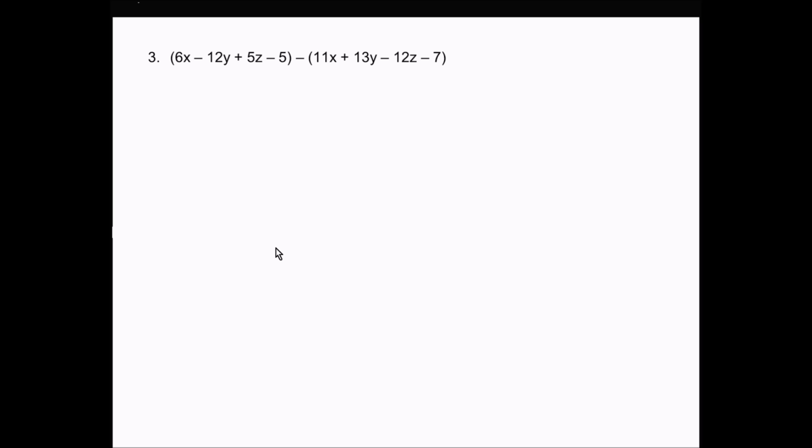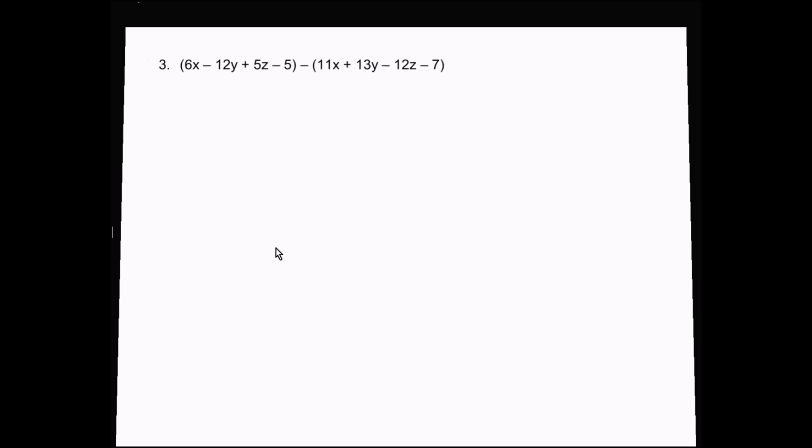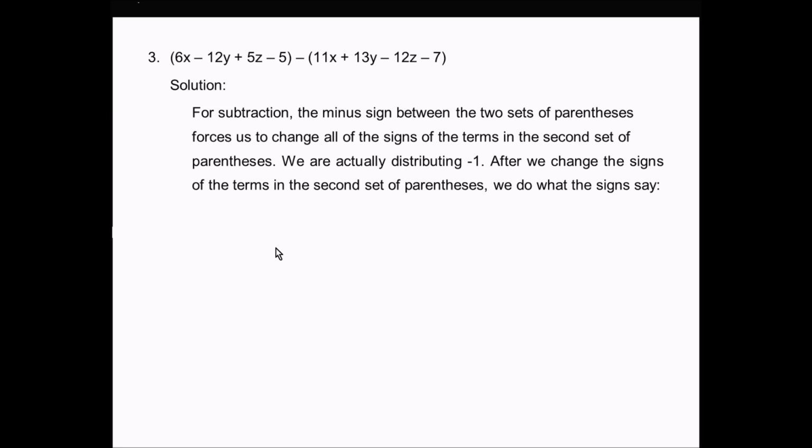Number 3. We've got 6x minus 12y plus 5z minus 5. We're going to subtract from that 11x plus 13y minus 12z minus 7. We're subtracting this time. So to do the subtraction, the minus sign between the two sets of parentheses forces us to change all of the signs of the terms in the second set of parentheses. So we're actually distributing a negative 1. I'm going to attribute this minus to each one of those terms.